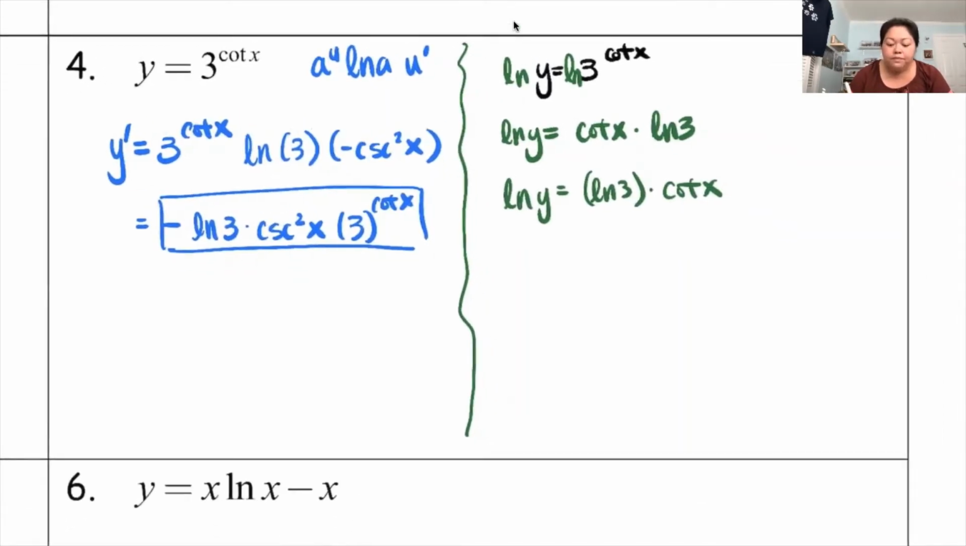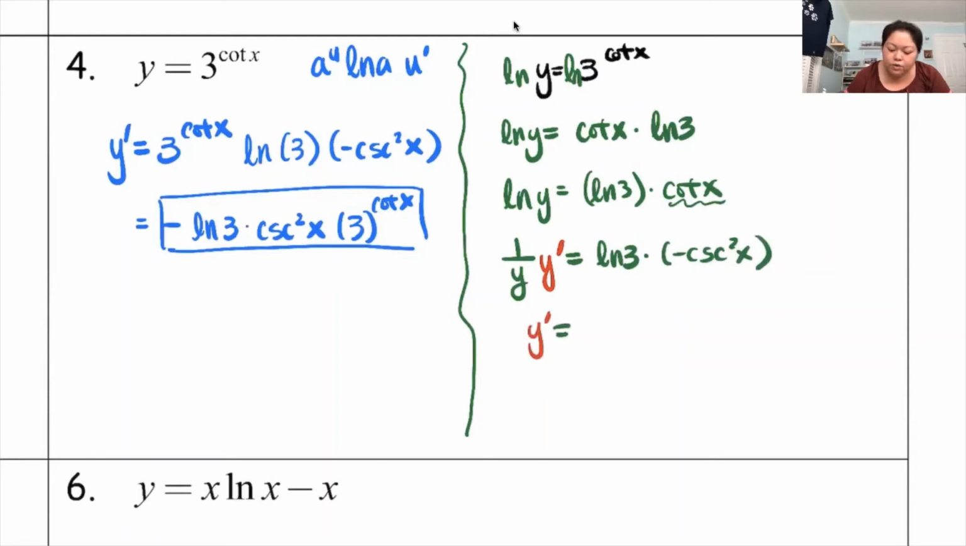Now how do I take the derivative? Implicit differentiation says you need to make sure that y has a y prime, because y is not alone now, you have this natural log, but it's not too bad. The derivative of natural log of anything is 1 over that anything, and since that's a y, we need to tack on a y prime because this is implicit. Then equals, next door you have natural log of 3 because that is your coefficient. What is the derivative of cotangent? Negative cosecant squared x. And again, I want y prime by itself.